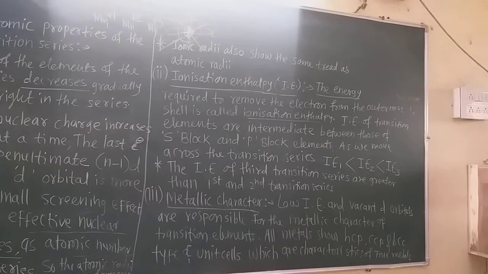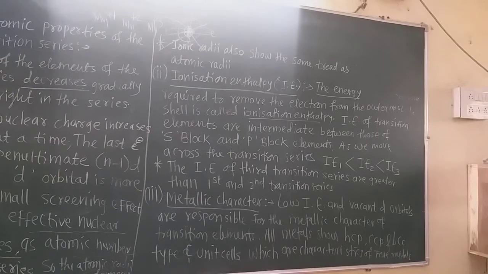And these metals show their unit cell shape as that of hexagonal close packing, body centered cubic packing, and cubic close packing type. That means HCP, CCP and BCC type unit cells are there in these metals. This is a very peculiar property of the metals, that they show unit cells of this type, and therefore they are true metals. Now this is about the metallic character. Now let us see the magnetic properties.